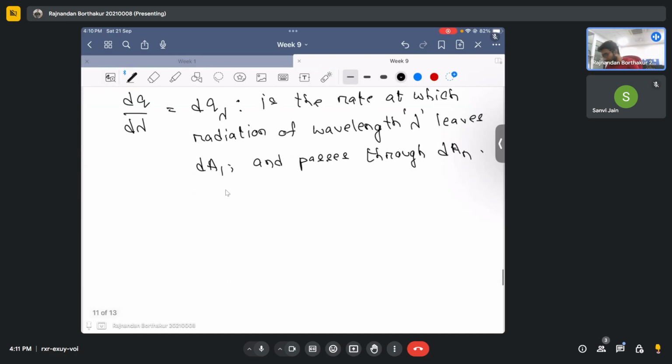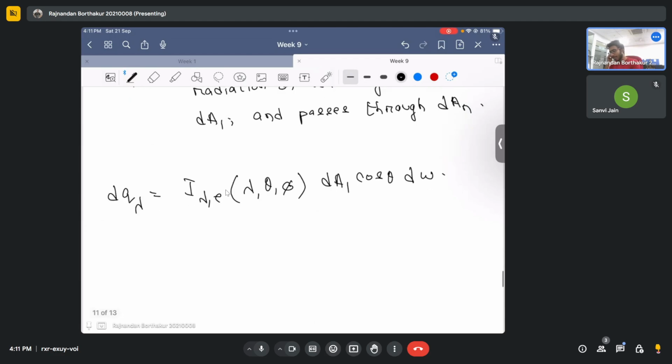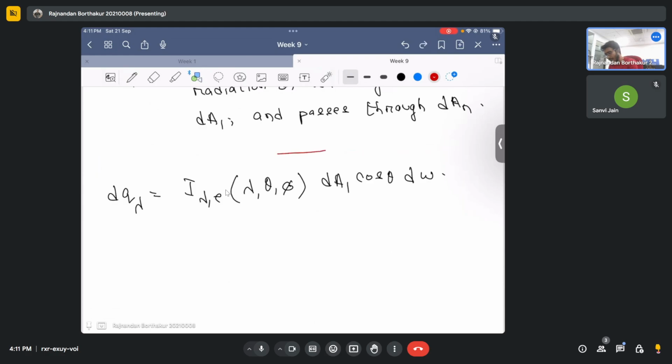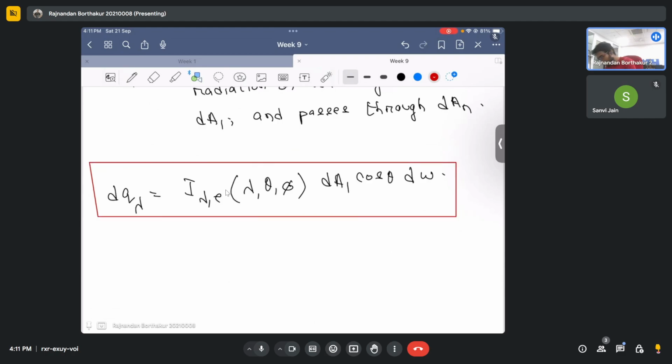Now if I want to write this dq lambda in terms of the spectral intensity of emitted radiation, it simply becomes I lambda,e, which is a function of wavelength, theta, and phi, times dA1 cos theta times d omega or dw. So this is the relationship between the radiant energy emitted about a wavelength lambda and the spectral intensity of radiation. I hope this is clear.